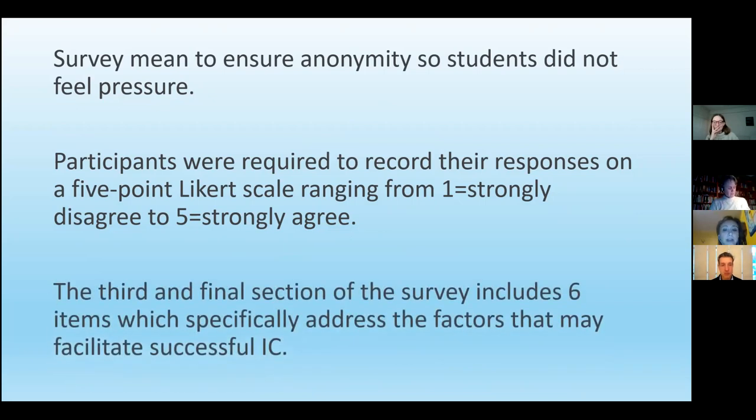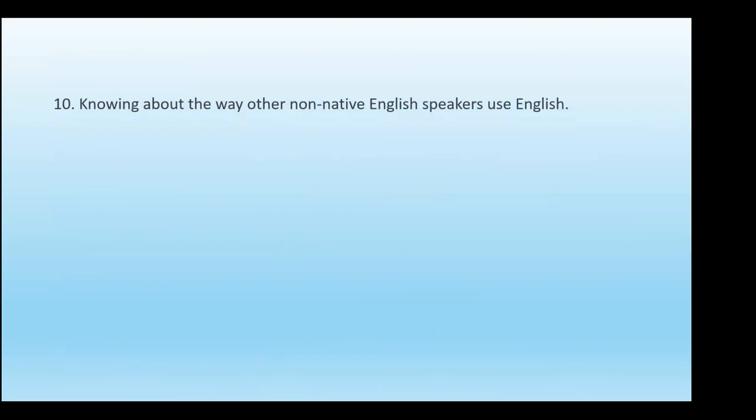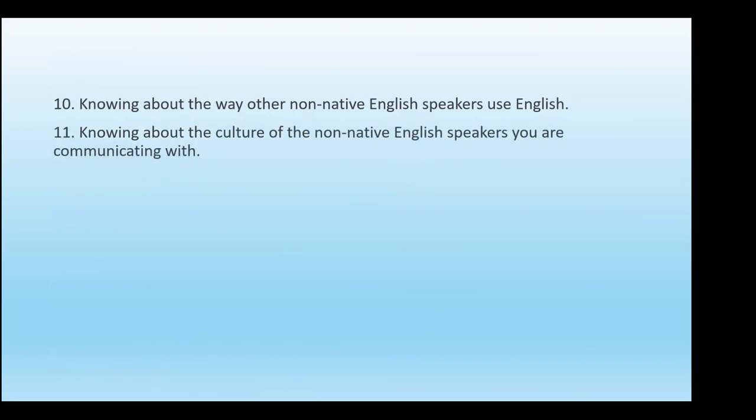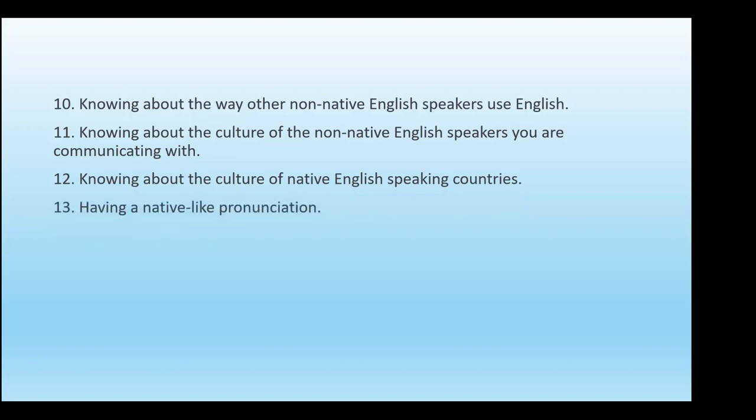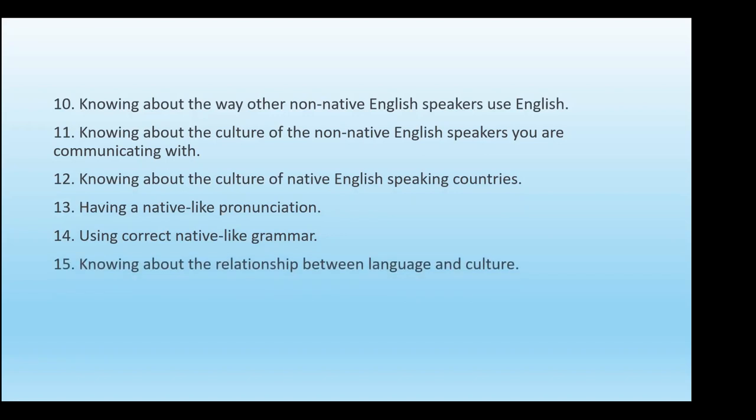Then there was a third and final section, which included six items specifically addressing the factors that may facilitate successful intercultural communication, in the respondents' opinion. These were the last questions: knowing about the way other non-native English speakers use English, knowing about the culture of the non-native English speakers you are communicating with, knowing about the culture of native English-speaking countries, having a native-like pronunciation, using correct native-like grammar, knowing about the relationship between language and culture. And again, they had to report their answers on a scale from 1 to 5 according to their level of agreement with these statements.